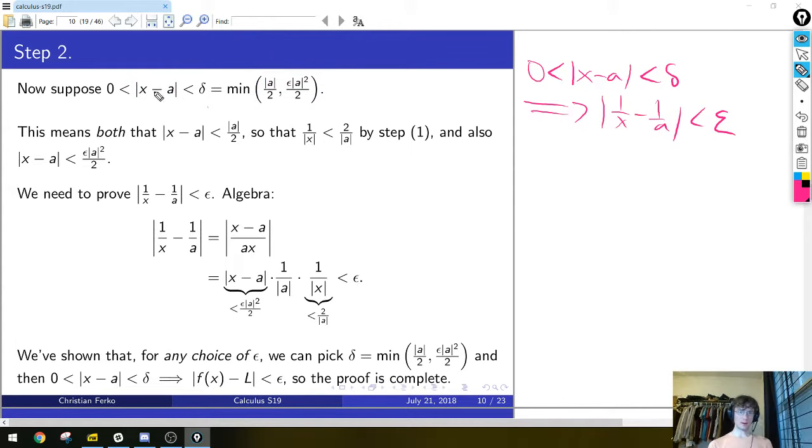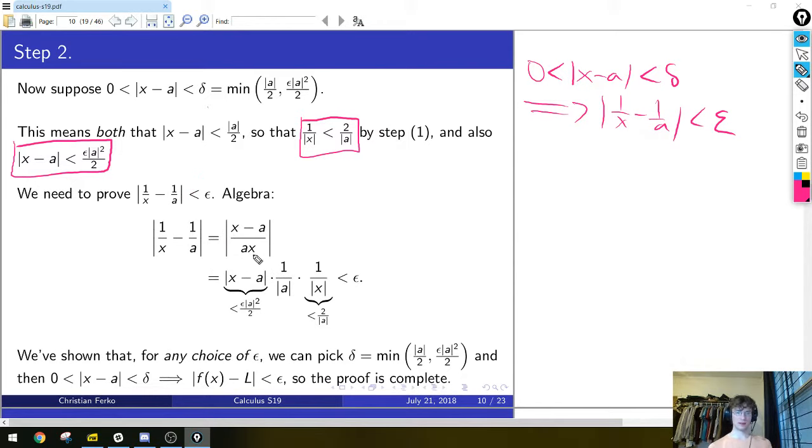So if absolute value of x minus a is less than absolute value of a over 2, we saw in step 1 a second ago that you proved this thing by inverting. You got some inequality and then flipped both sides. So this is true, and also this is true, because this is just the second component of the minimum. So the two things are true. Now all we have to do to prove the claim is show that if these two things are true, then the conclusion in the definition of the limit is true, this thing: 1 over x minus 1 over a, absolute value, is less than epsilon.